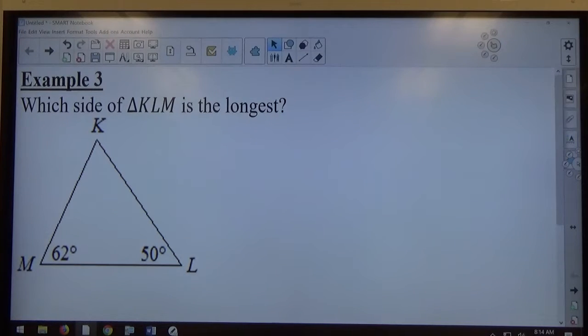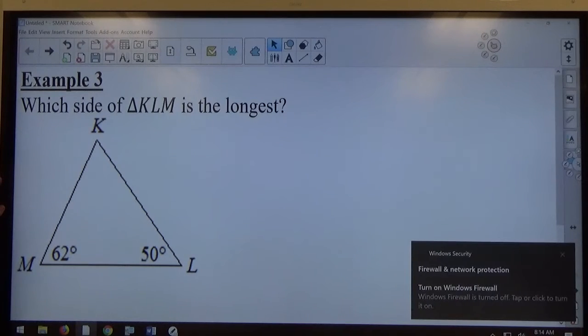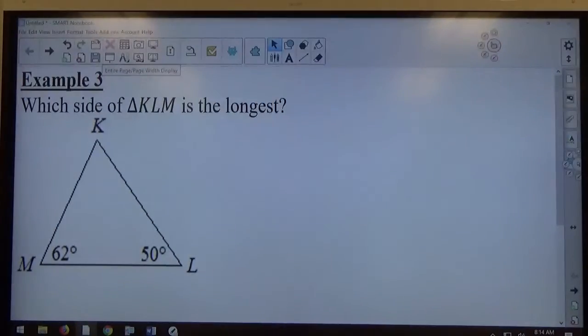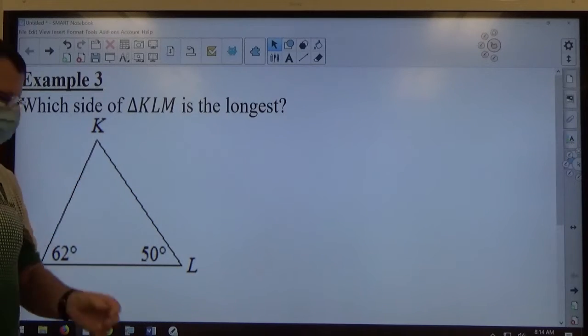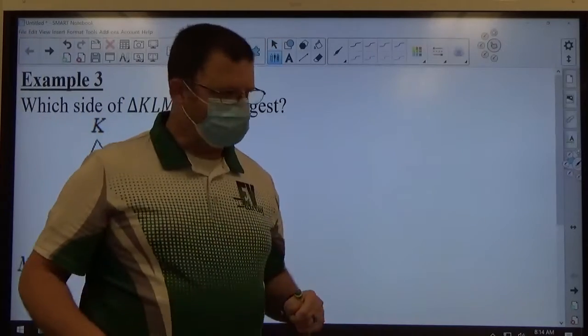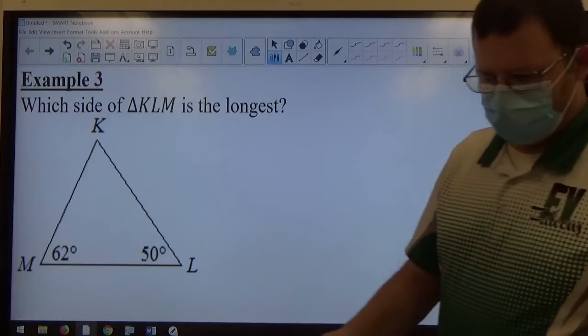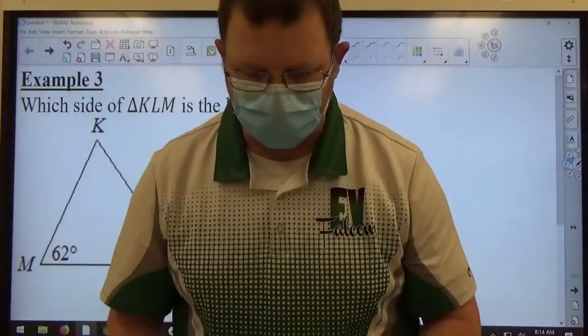So example 3, it says which side of triangle KLM is the longest. Now on Wednesday, we learned that the biggest side was opposite the biggest angle. That was theorem 5.9. Well, theorem 5.10 is the converse of that theorem, which says, I got the wording here. If two angles of a triangle are not congruent, then the longer side lies opposite the larger angle.